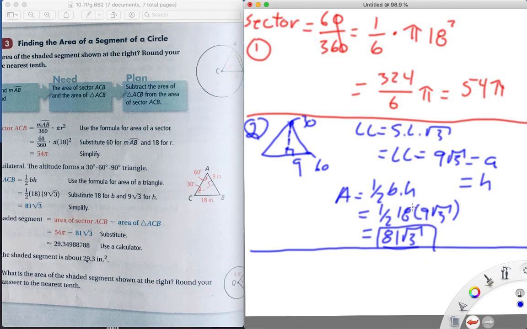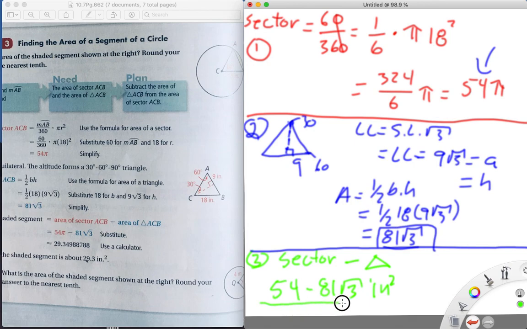So we have my area of the triangle. We have my area of the sector. So the last thing we're going to do is subtract those two things. The last thing is the area of the sector minus the area of the triangle, and that's going to be 54 pi minus 81 times the square root of 3. And it's going to be in what? Inches squared.